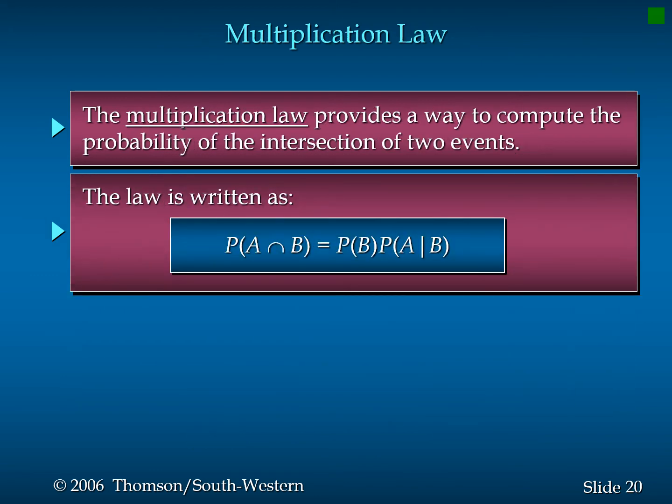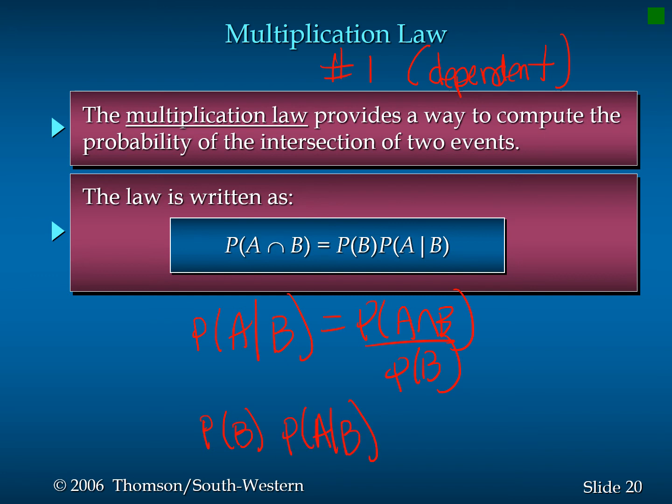And again, I'm just going to label this at the top. This is number 1. This is the first multiplication law. And note, this is the one that is for dependent events. And all you're doing is, if I go back to that basic equation of the conditional probability formula, I'm going to write it out right here. All they did in this equation is they took this denominator and they moved it over to the left side of the equation, and that's how they got the probability of B multiplied by the probability of A given B equals the intersection.